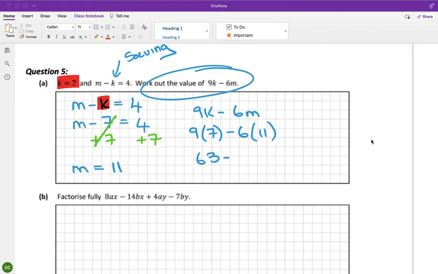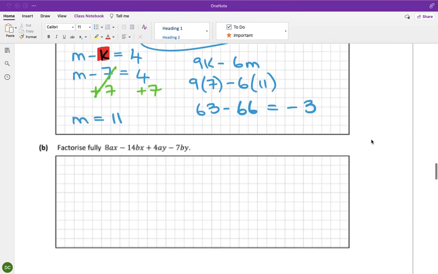There you go. And if you do 63 minus 66, you get minus 3. Okay, again, 5 marks. This one again, we've seen it a few times now.